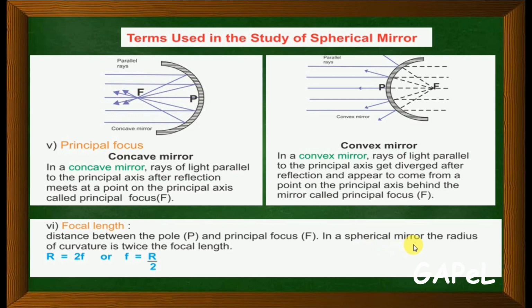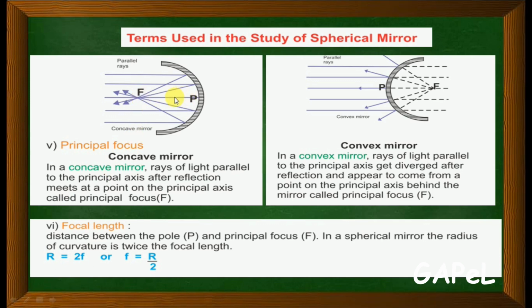In a spherical mirror, the radius of curvature is twice the focal length. This is very important for the exam. It is sure to be used in calculations. Questions will ask you to find the radius of curvature, the focal length, find F. To find that you must know this formula. That is R. R is what? Radius of curvature is equal to 2 times F.